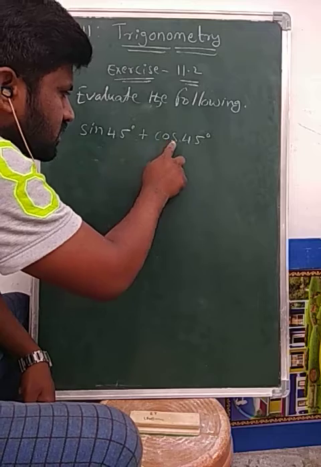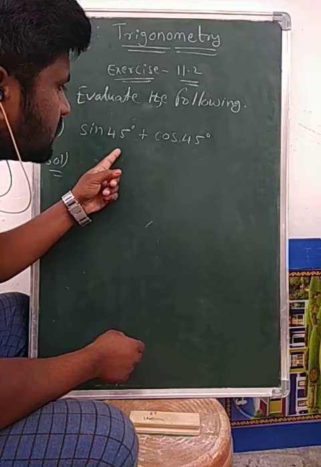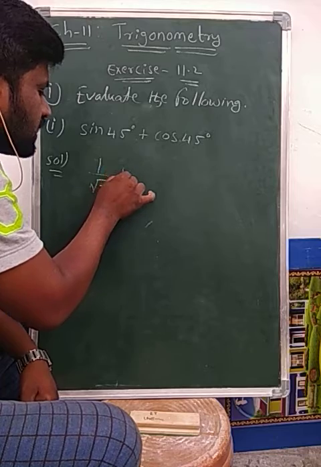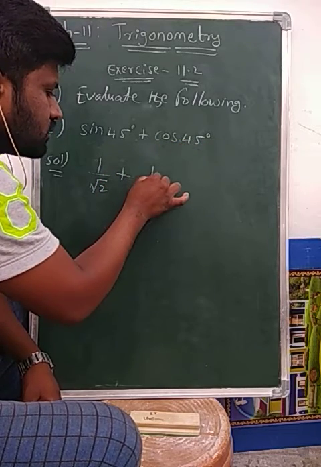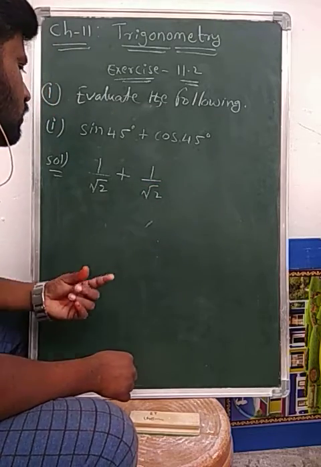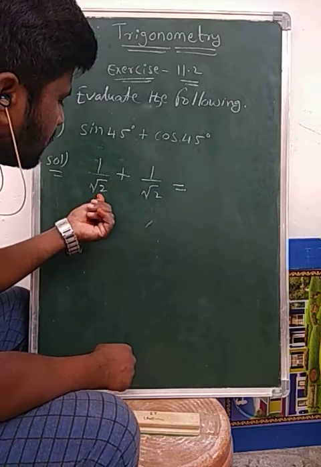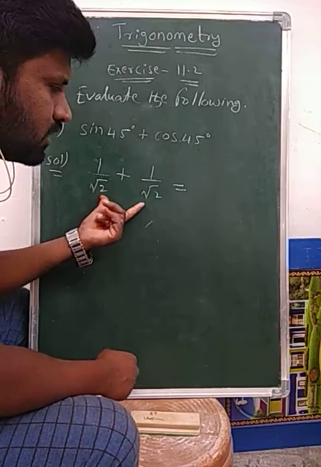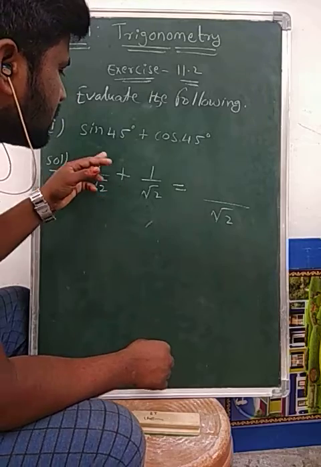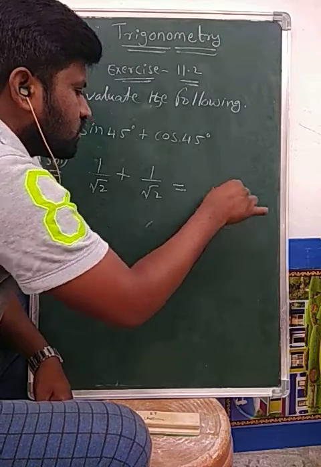Sin 45 degrees plus cos 45 degrees, evaluate. So we know the value of sin 45 degrees, that is 1 by root 2, plus the value of cos 45, that is also 1 by root 2. Clearly the denominators are the same, root 2 here and root 2 here. So the common denominator is root 2, and we just add the numerators. The numerator here is 1 and here also 1, that is 1 plus 1.